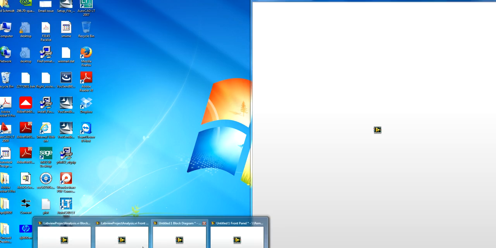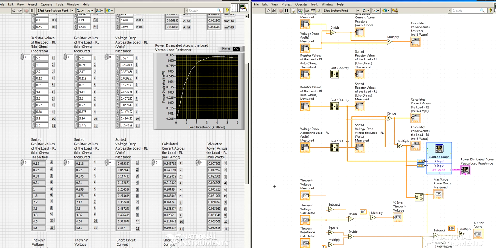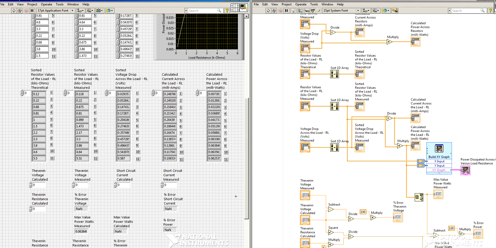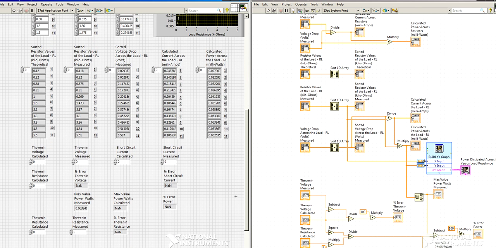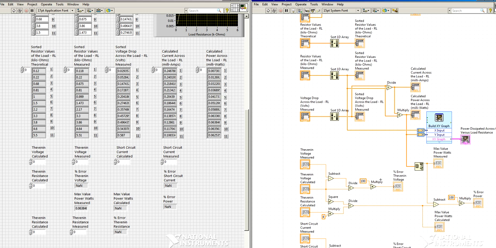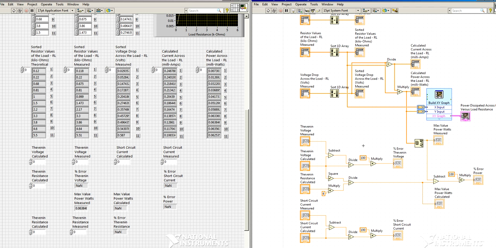Moving back to our block diagram, you notice how each one of the values are calculated. Now I haven't thrown the values in the front panel yet. But if you look at the Thevenin voltage, we're putting in our measured Thevenin voltage versus our calculated Thevenin voltage.